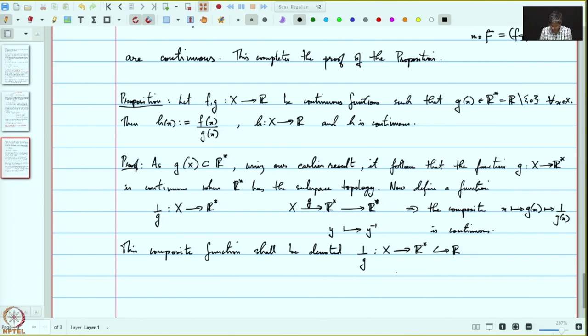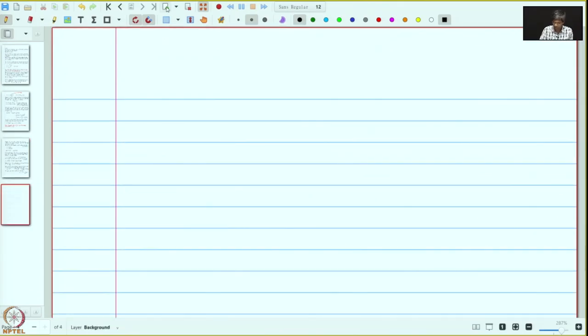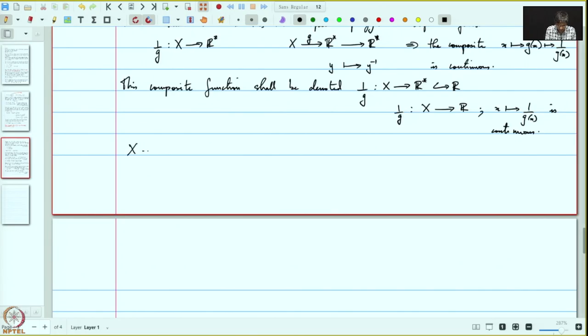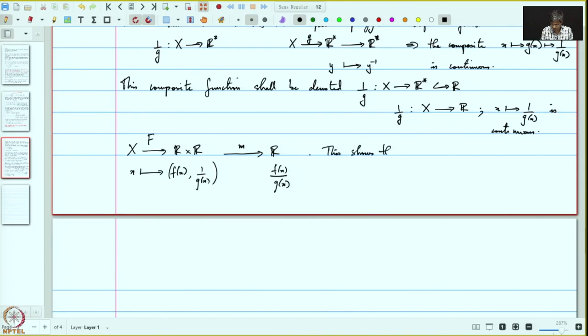So finally, we get that. Once again, we will abuse notation, and we get that the function 1 upon g from X to R, which is given by x goes to 1 upon g of x, is continuous. Okay. So with this, now we define a map from X to R cross R, which is given by x goes to f of x, comma 1 upon g of x. So both the coordinate functions are continuous, and this implies that this function F is continuous, and then we have the multiplication map. Okay, so the multiplication map is also continuous, so this will send it to f of x. Right, so thus this shows that x goes to f of x by g of x is continuous.